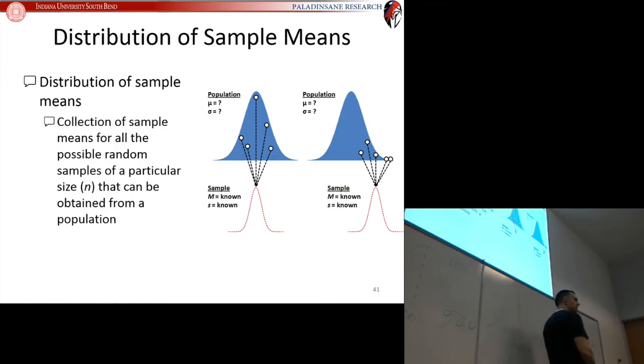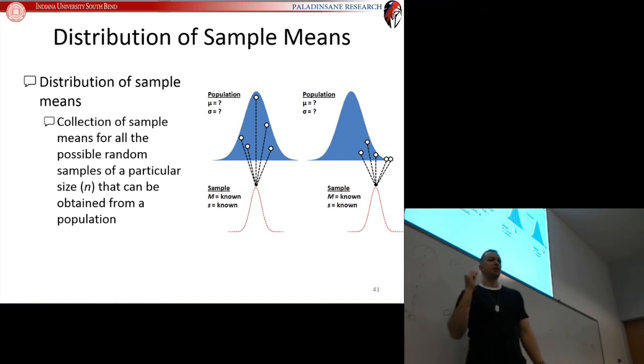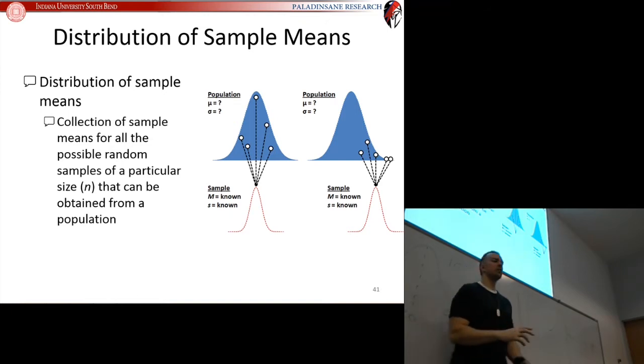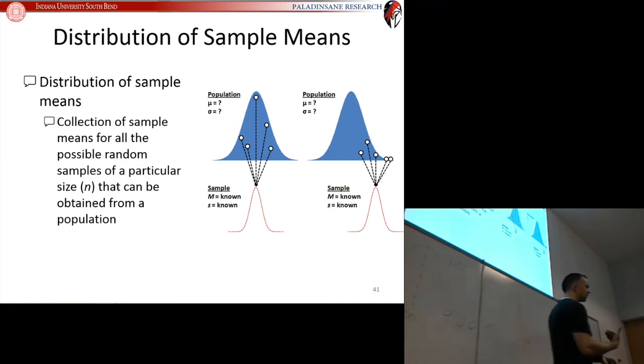So your distribution of sample means is a collection of every possible sample mean from a particular population of a certain size. It is literally the distribution that you would create if you took every possible sample, and the numbers get so huge that it kind of boggles the mind. But let's just roll with it a little bit right here.